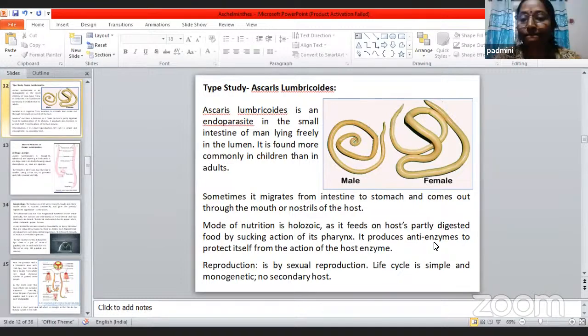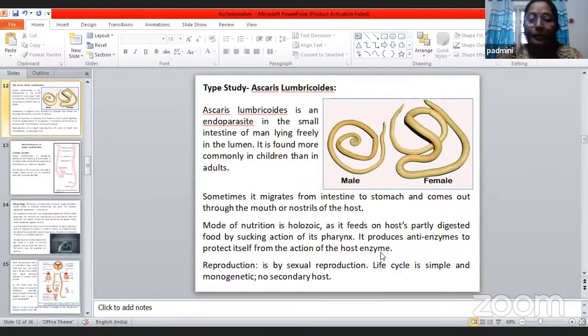Reproduction: sexual reproduction. The life cycle is simple and monogenetic. There is no secondary host here, unlike the platyhelminthes. It doesn't need any intermediate or secondary host, a single host, that is man. It will go out and then come back to man itself. That is why they are called monogenetic. In one species we saw digenetic, two hosts. Here mono means single, monogenetic, so a single host is enough for them to survive.